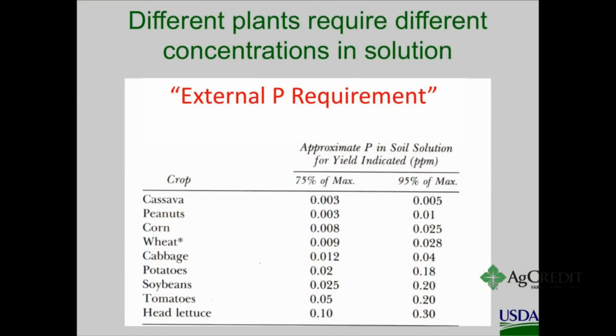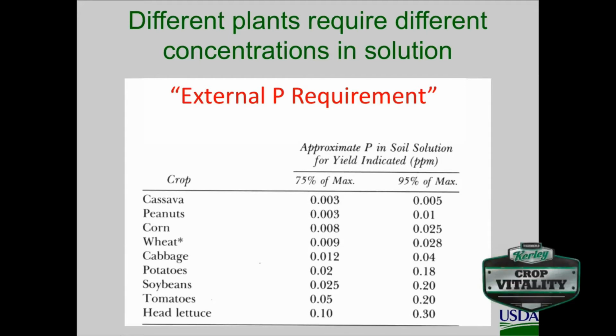So, different plants take up phosphorus from the solution, and different plants require different concentrations in solution to reach their maximum yield. This is known as the external phosphorus requirement, and this is the textbook list of solution concentrations required to meet 95% of yield for different plants. Corn is listed at about 0.025 milligrams per liter in solution. Beans at about 0.2. We'll talk more about that later.